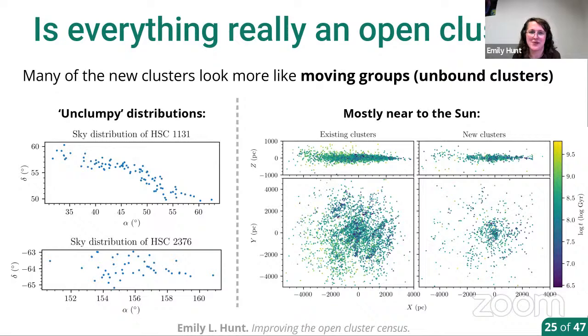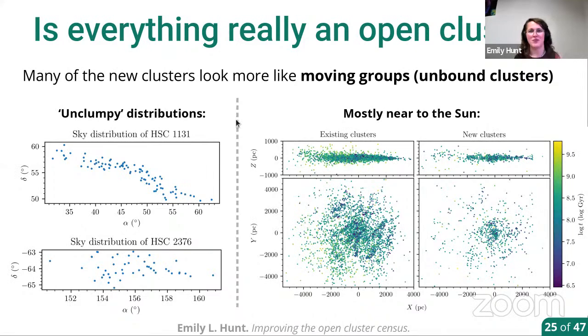But there was one big remaining problem with our catalog, which goes back to that fifth issue that I highlighted, if you remember, at the start of the talk: it's really difficult to define an open cluster. When I looked at the new clusters that we found, I found that we were finding a lot of new clusters near the sun, and a lot of those new clusters seem to have very unclumpy distributions.